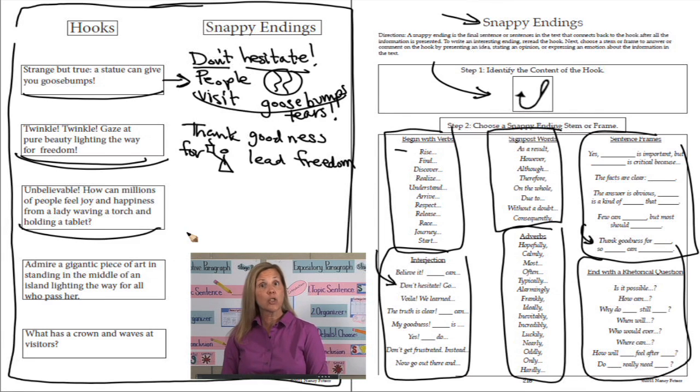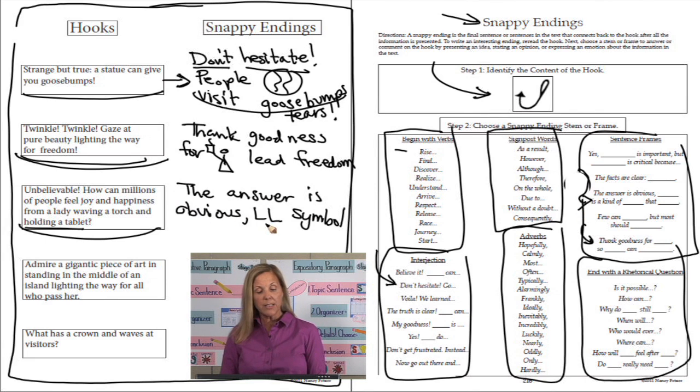Love that. Our next hook that we had was unbelievable. How can millions of people feel joy and happiness from a lady waving a torch and holding a tablet? So again, we were looking at the fact that this is a statue, she has a torch, she's holding this tablet. Why in the world would that make people feel joy and happiness? Ooh, let's go to the answer is. The answer is obvious. Lady Liberty is covered with symbols of freedom.